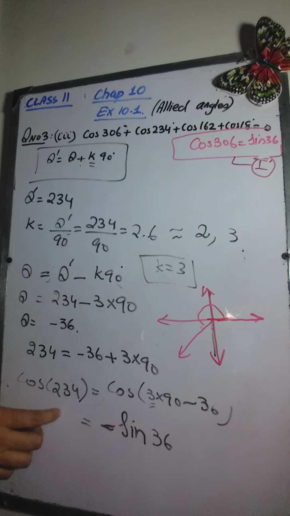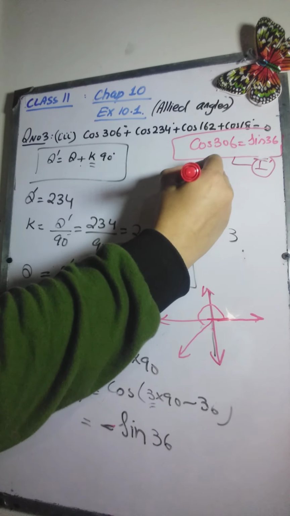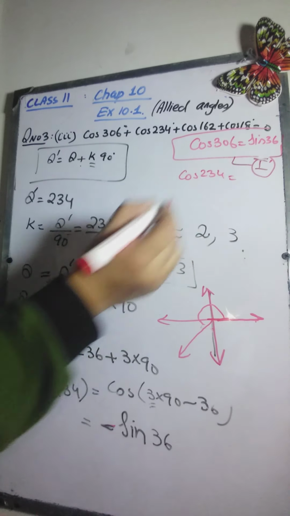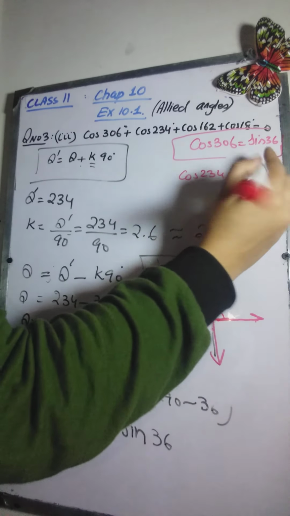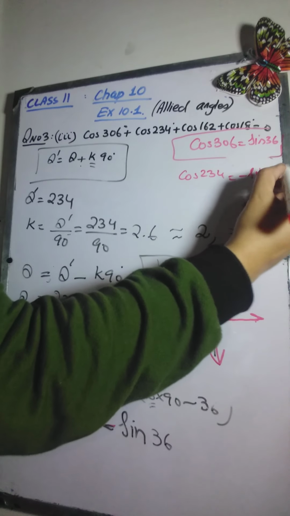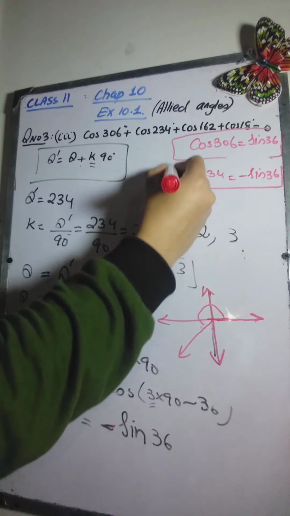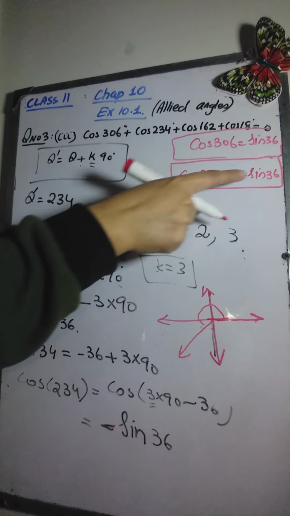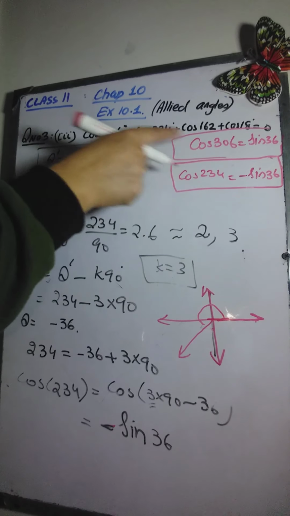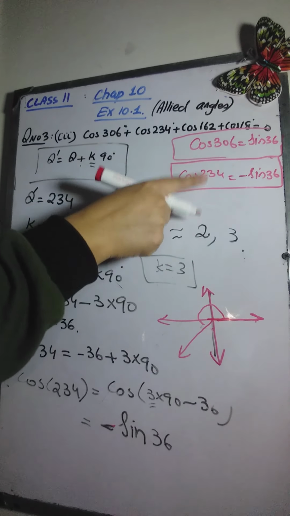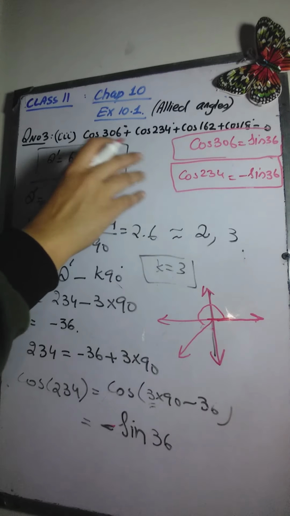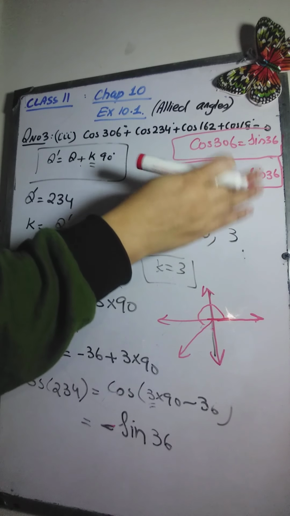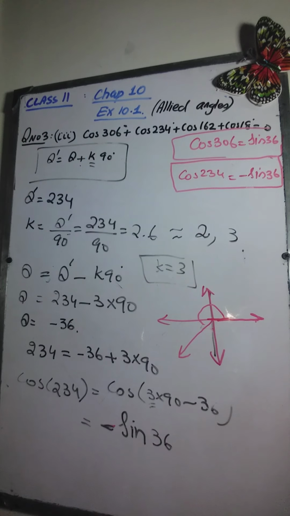Now we have to note down this also. Cos of 234 is equal to negative sine of 36. This is what we have obtained so far. This is the first result that we obtained. This is the second result we obtained. We are going to replace these values by sine 36 over here and this value by negative sine 36 over here. As you may see, you have two same numbers with opposite signs, so we will be able to cancel these two. And now let's move to the next angle, 162.